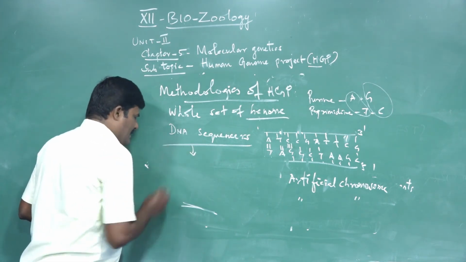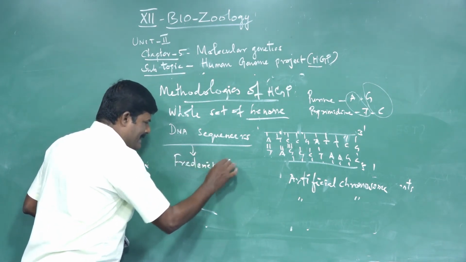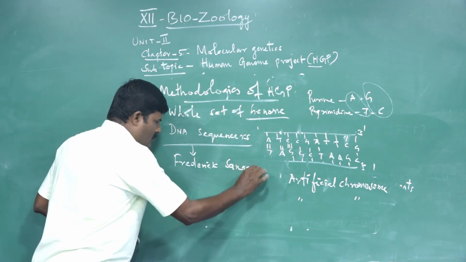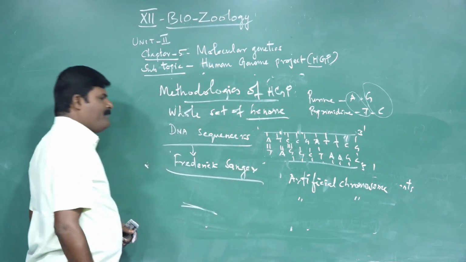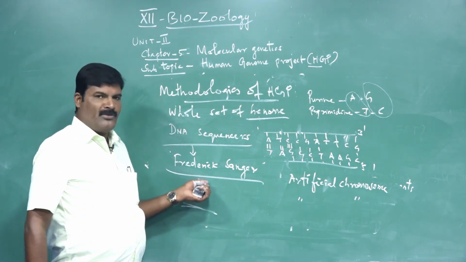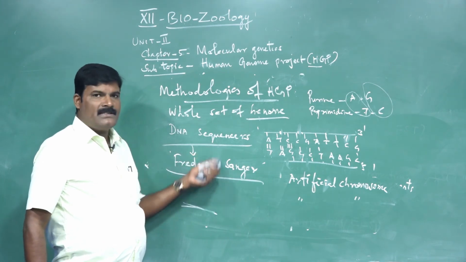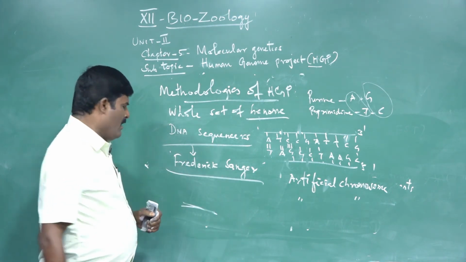Because this was discovered by Frederick Sanger. So note it, it is an important question. The automatic DNA sequencer was discovered by Frederick Sanger. This is otherwise called Sanger DNA sequencing.